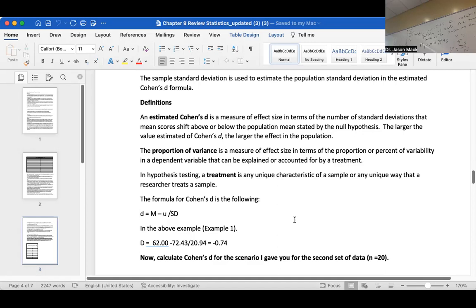Wait, why are we doing 77? Because we're doing the sample mean minus the population mean. Oh, the population. I just carried it over. Yeah. That's right. You guys do it in the back.